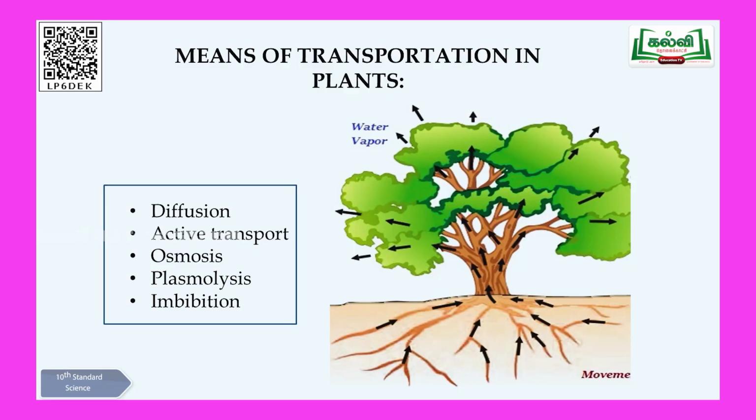Next, we will move on to the next topic. As I told you, means of transportation. Means ways. What are the ways? These materials, either soil water along with mineral ions or food material, are transported from one part of the plant to another part. These are the ways you can see here. First process is called diffusion, second one is active transport, third one osmosis, fourth one plasmolysis, and last one is imbibition. You can pronounce it as imbibition or imbibition, both are the same.